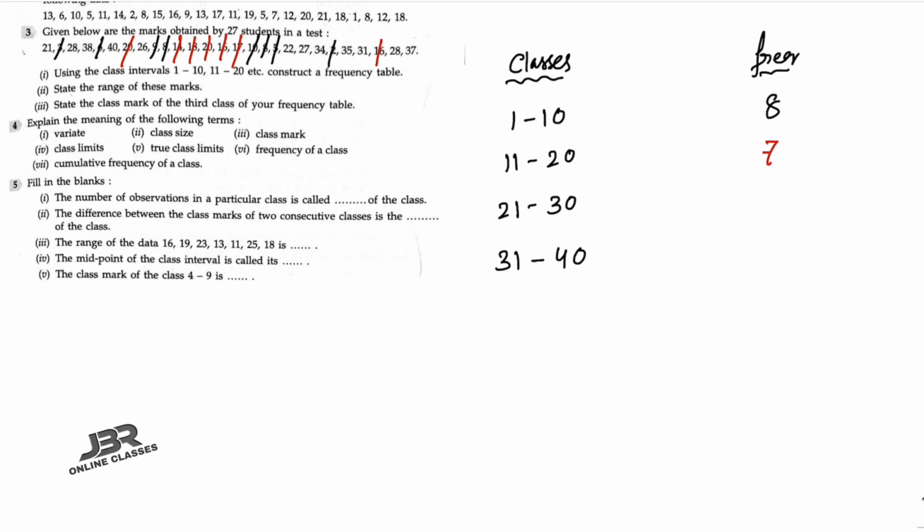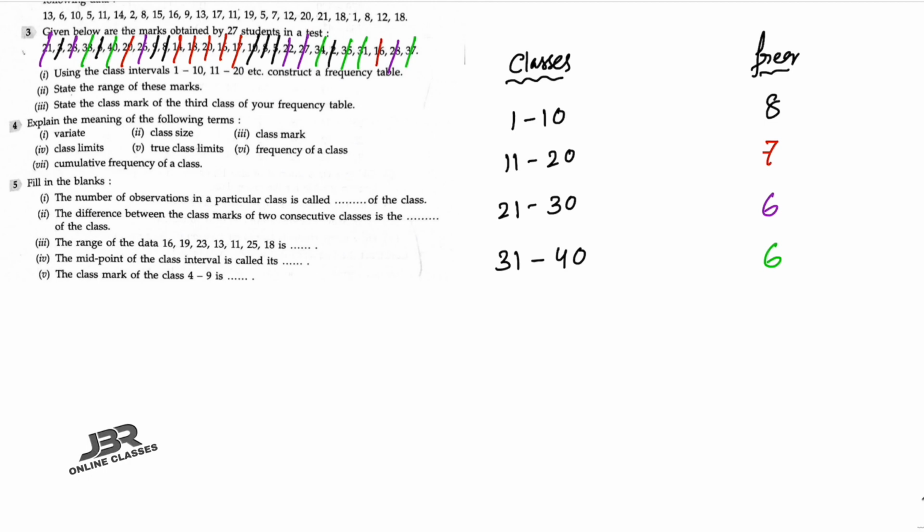Okay, now next one here 21 to 30. So here 21, then 28, then 26, after that 22, 27, then next one 28. So total 6 numbers are there. Now the last one 31 to 40. So 38, 40, then next 34, 35, 35. Sorry, 31 and 37. So again 6 numbers are there. Clear?